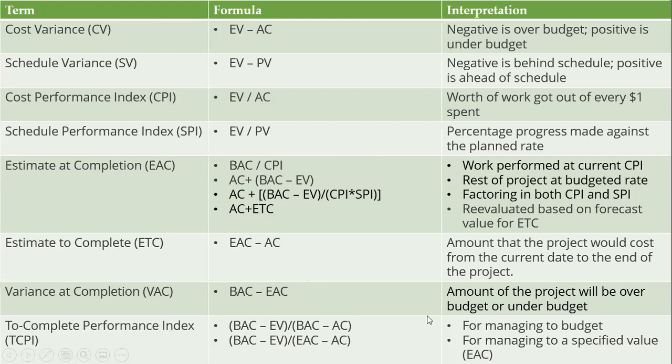The first one is for managing according to the budget that we have. Okay, this is the budget that we have. We want to estimate according to that. Then, if we have calculated a certain estimate at completion, that the way we are going, this is how much the project is going to cost us eventually, then the To Complete Performance Index, which is how we are going to behave such that we are able to achieve our target, will be calculated based on that.